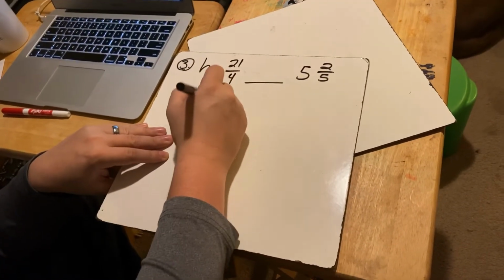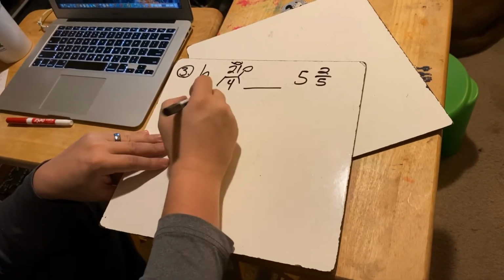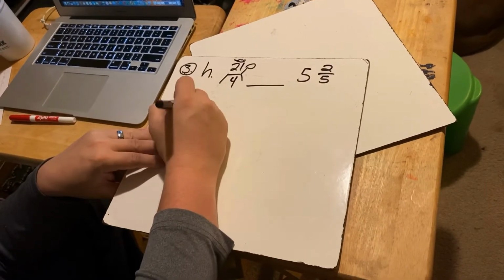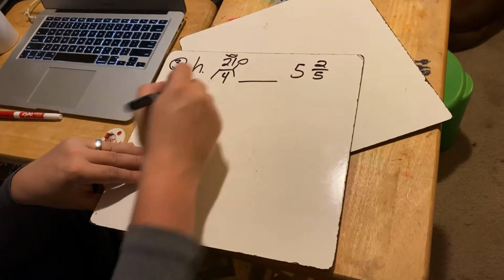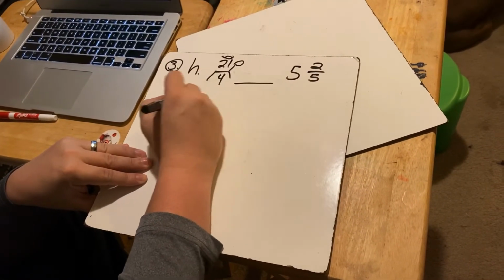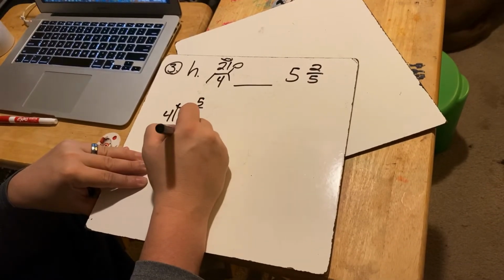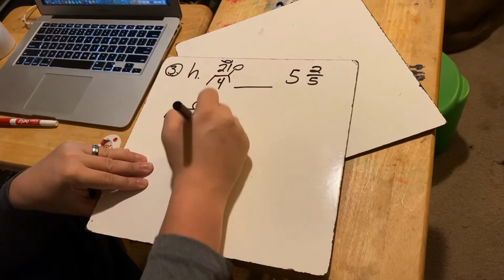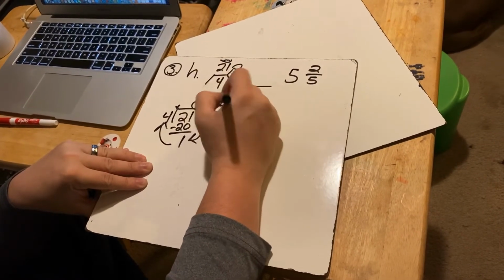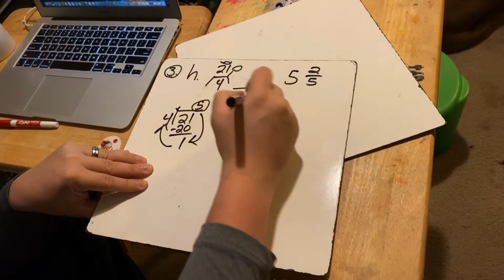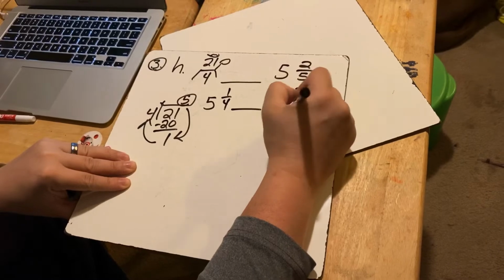So I'll take my 21/4, do the cowboy method. I'll put 21 in the house, 4 on the outside. 4 can't go into 2, but 4 goes into 21 5 times. 5 times 4 is 20. 21 minus 20 is 1. Here's my whole number, numerator, denominator. So I'm now going to have 5 1/4. And I'm comparing 5 1/4 to 5 2/5.